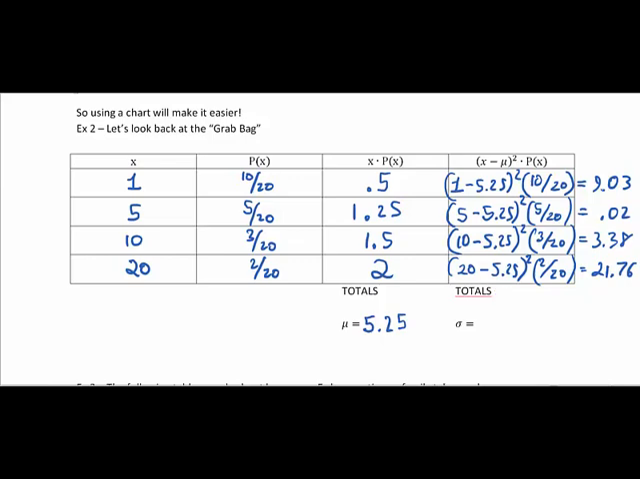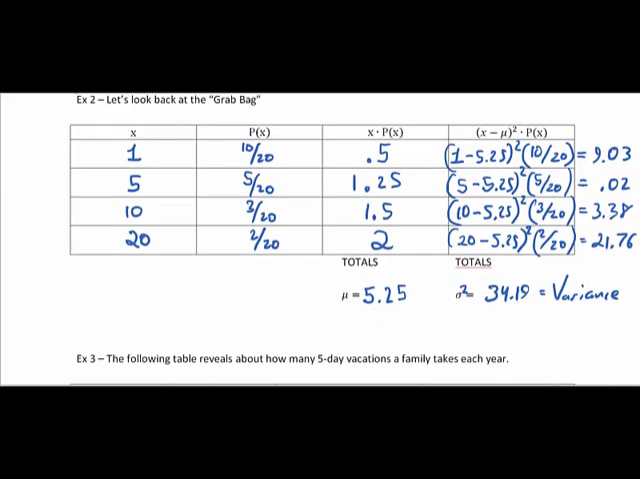So, we're going to add all these up, and this will give us lowercase sigma squared, which is 34.19. Lowercase sigma squared is the variance. This tells us how spread out our numbers could be. We don't really talk much about variance, but we spend a lot more time talking about what we do next, which is taking our square root of both of these numbers, and this gives me lowercase sigma, which is the square root of 34.19, which is 5.85, and this is going to be our standard deviation.